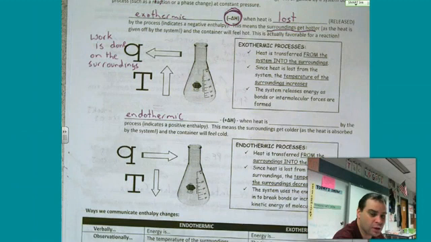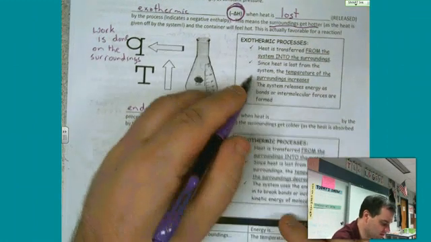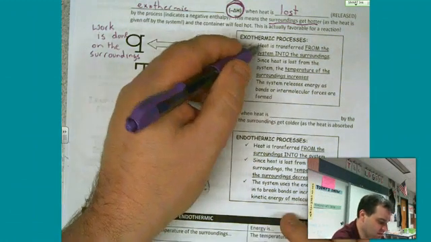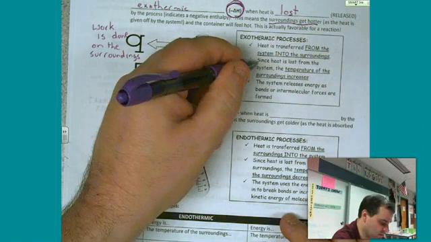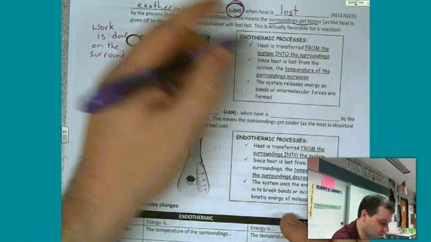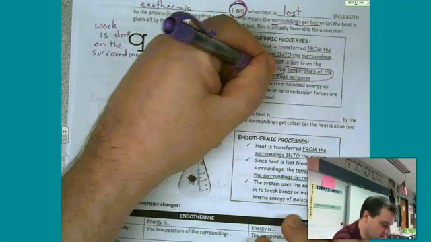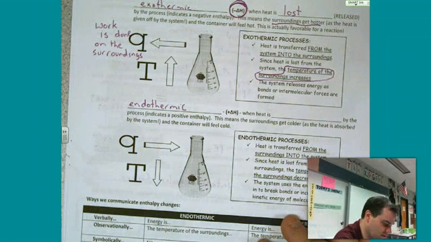You have to keep in mind your frame of reference here. When I tell you what the work is doing, I always have to tell you if it's on the surroundings or on the system, because it's two different things. So, in an exothermic process, heat is transferred from the system into the surroundings. Heat is lost from the system, so the temperature of the surroundings increases. The system releases energy as bonds or intermolecular forces are formed.